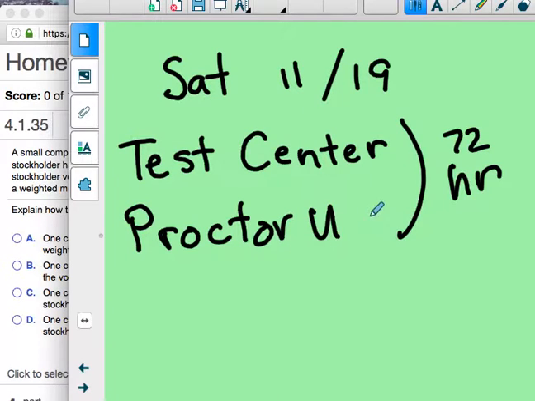ProctorU is 24/7. For the testing center, there's one in Midlow and also in Chester, and check the hours to see what time they're open. Good luck on test 2.